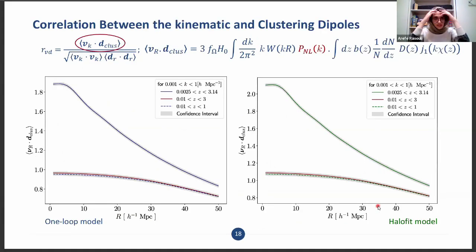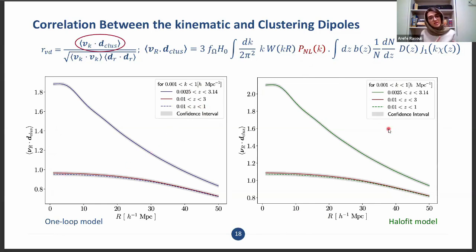The other important component is the correlation between velocity and the clustering dipole itself. We can find this relation based on the mathematics we introduced earlier, and we also used the nonlinear power spectrum. The results for the one loop model and the halo-fit model are very similar. As we consider lower redshifts in our distribution, the amount of this correlation will be doubled at the radius of the local group. On the other hand, when we add higher redshifts into our calculations, the change is not that significant for both of these models.